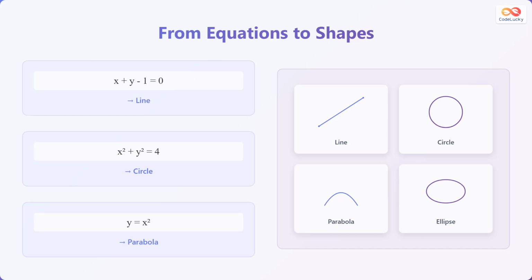Geometric shapes can be created from equations. The equation x + y - 1 = 0 creates a line. The equation x² + y² = 4 creates a circle. The equation y = x² creates a parabola. An ellipse can also be created from equations.